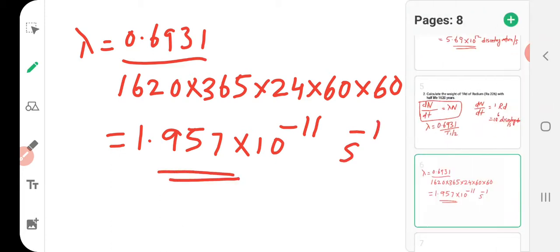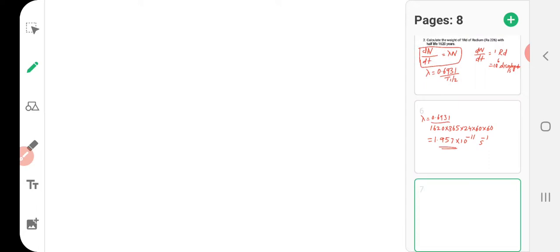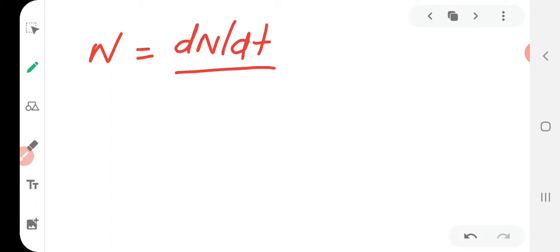So we got lambda. We know dN by dt, and we now have lambda also. So what is the formula for N? N will be dN by dt divided by lambda.